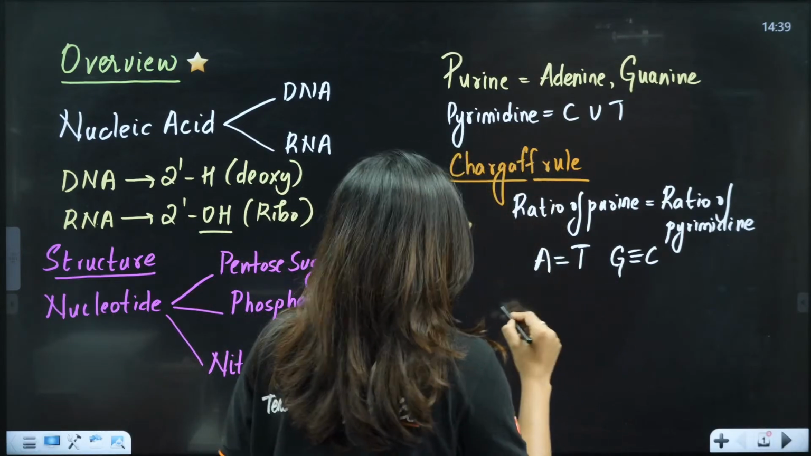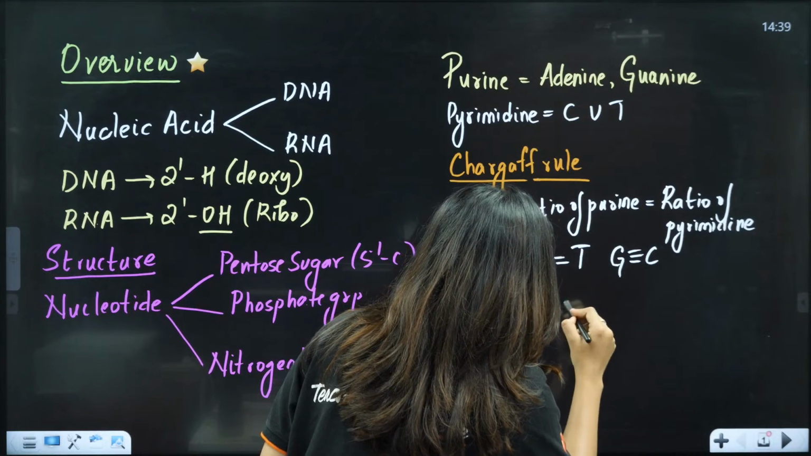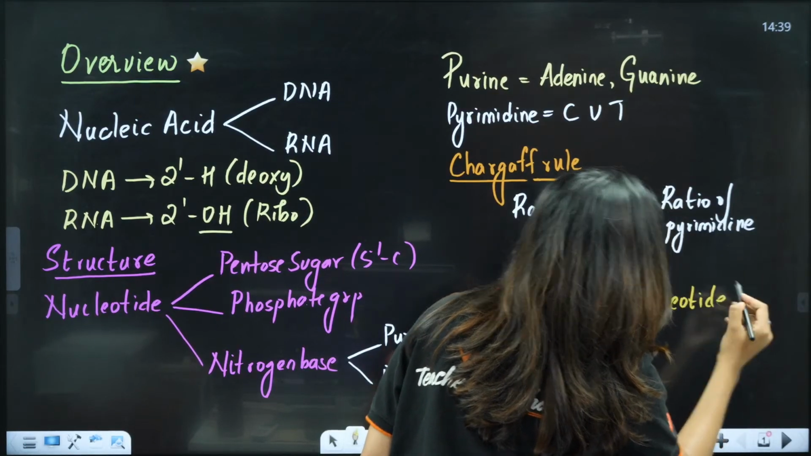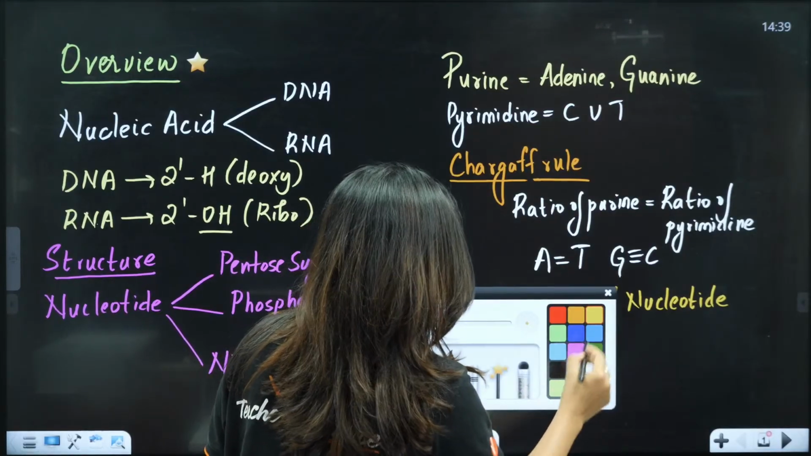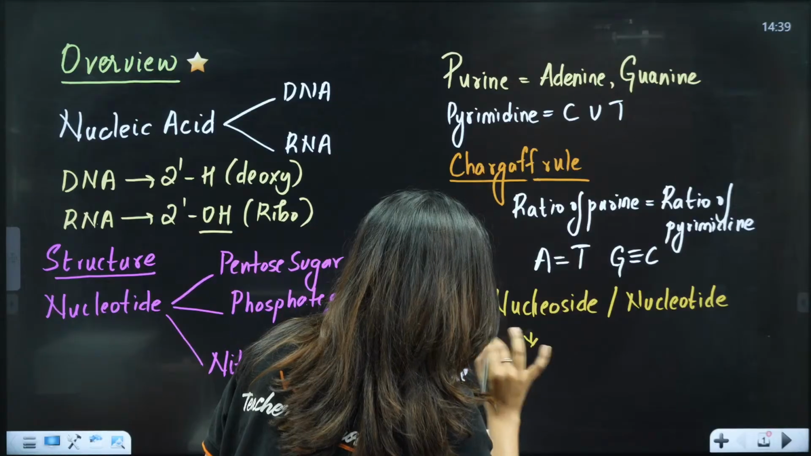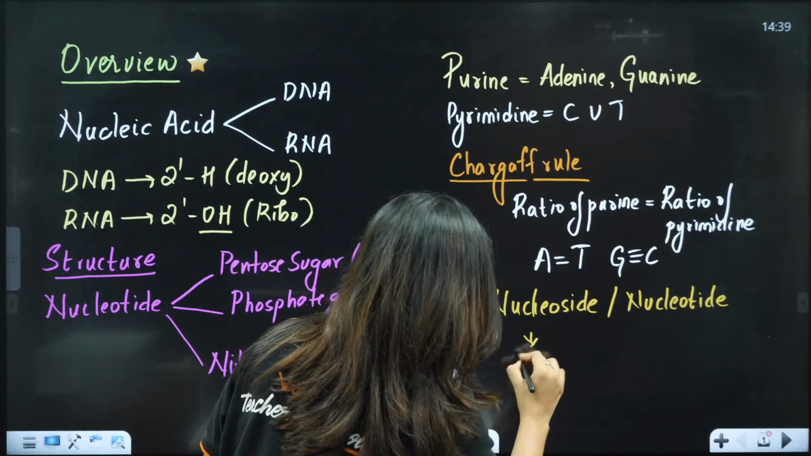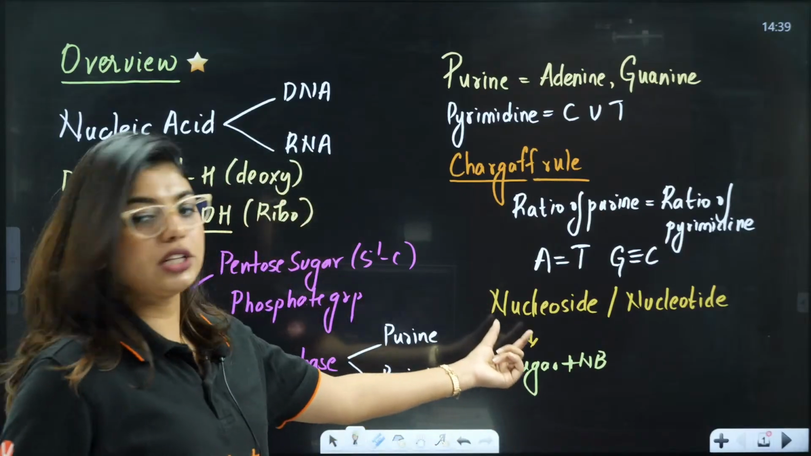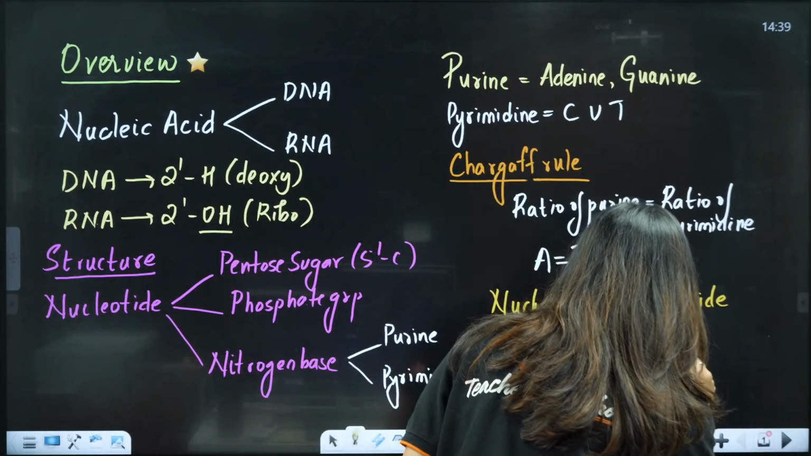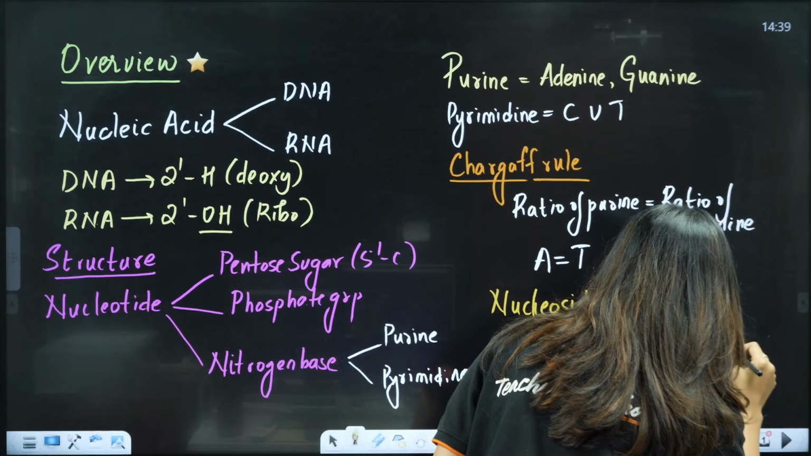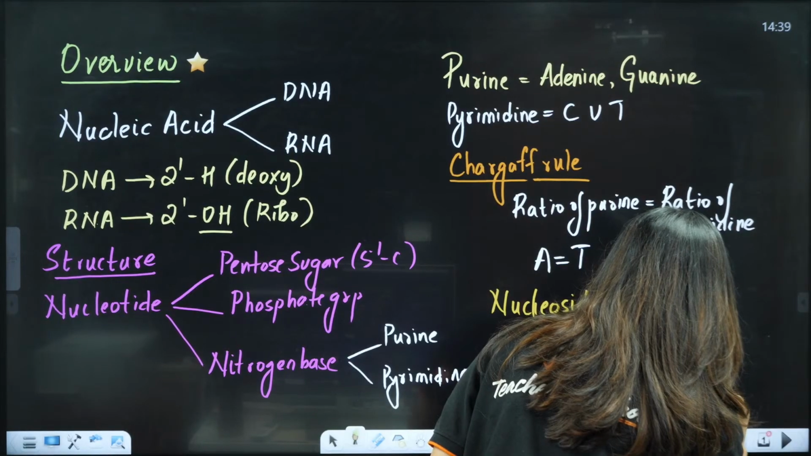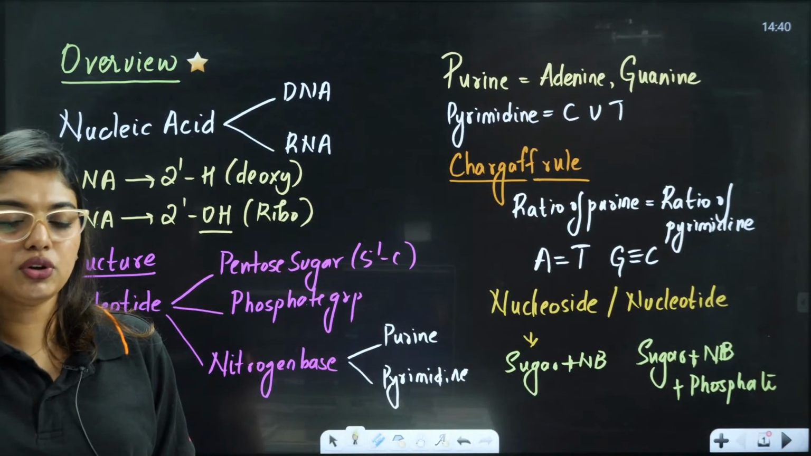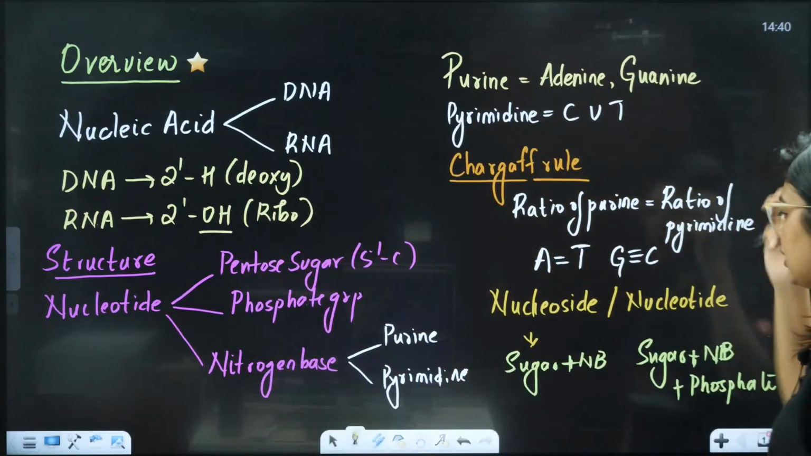Now, other than that, what do we know? We know about nucleoside and nucleotide. These two things we know. So, we can write pentose sugar or we will just write sugar. Sugar plus nitrogenous base is going to be the nucleoside. Okay, sugar plus nitrogenous base plus phosphate is going to be nucleotide. Okay, nucleotide. Clear to all of you? Yes or no? Okay, this was one overview that we studied.